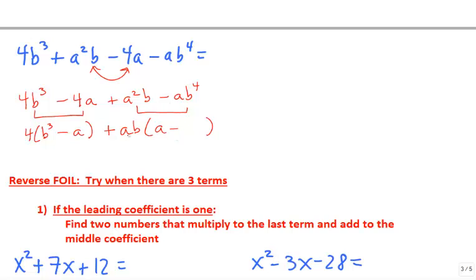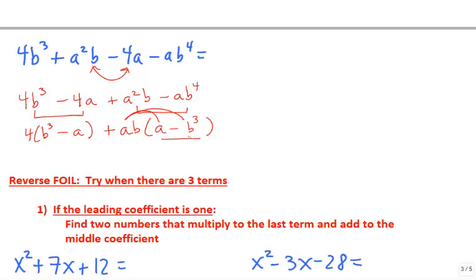The a got pulled out, and I pulled out one of the b's, so there's still a b cubed left over. And I just want to double check, a positive ab times a positive a is positive a squared b, and a positive ab times a negative b cubed is a negative ab to the 4th. So I did factor that correctly.